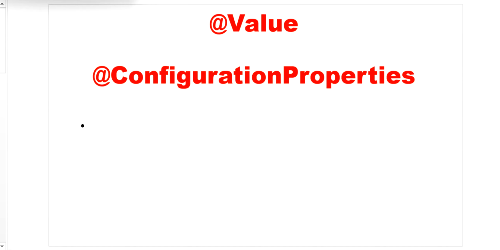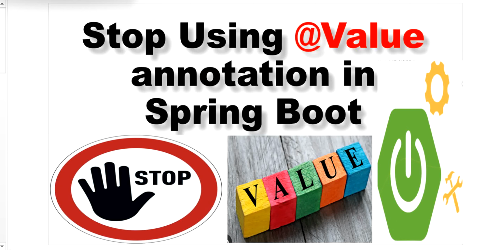So instead of using the @Value annotation multiple times to read values from the property file, we can use the configuration properties class one time only. So that's why we should stop using the @Value annotation and we should go for @ConfigurationProperties.